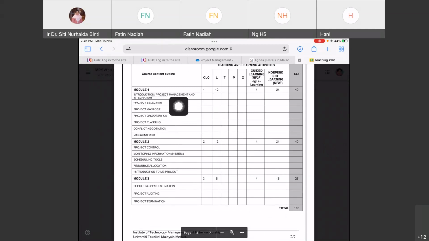Okay, module 1 has been covered by Dr. Muzaffar, module 2 by Dr. Hazwani, and lastly by me. So we will talk a bit about budgeting, cost estimation, project auditing, and project termination. Only for budgeting will I have a live class.